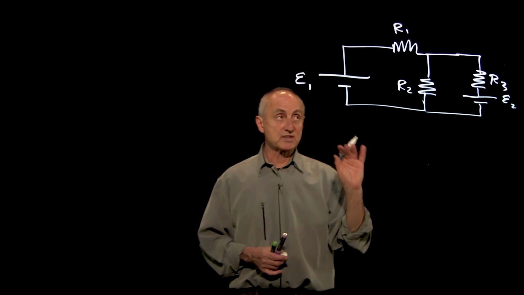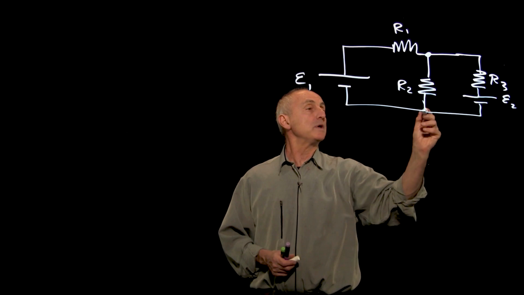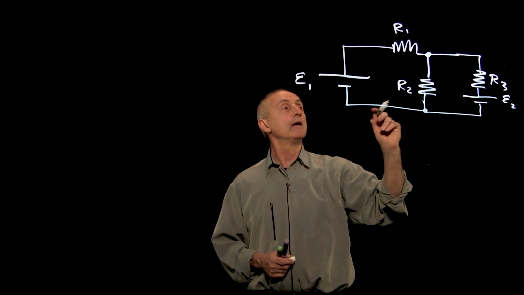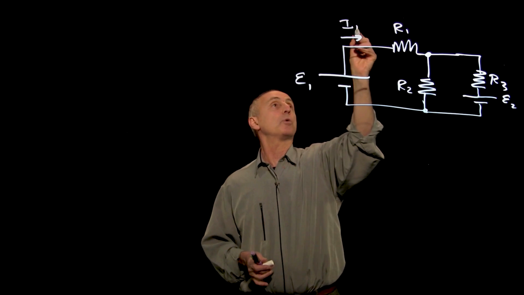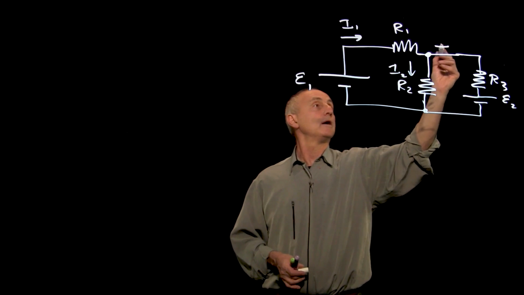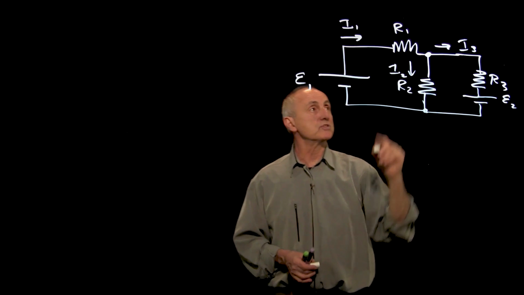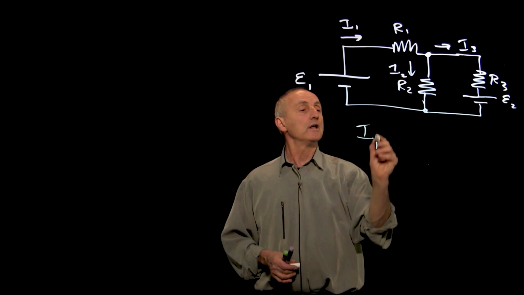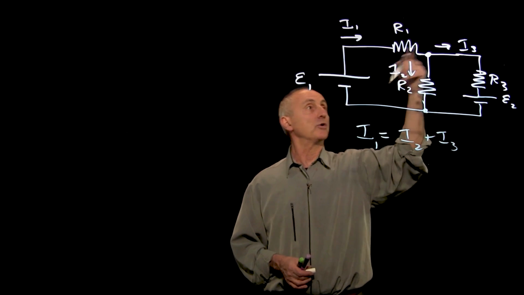Now, we're going to use the same ideas that we've used before. Notice we have two junction points. And so first we assign currents in the branches. I'll call this one I1, I'll call this one I2, and I3. And here we have a very simple example of current conservation, that the current that comes into a junction is equal to the current that goes out.